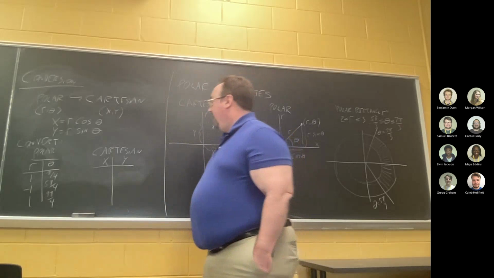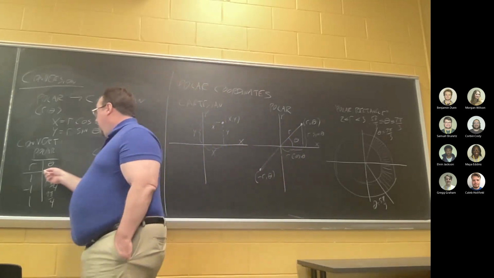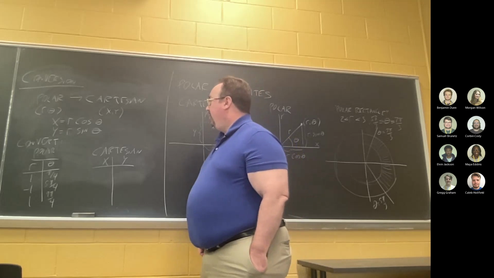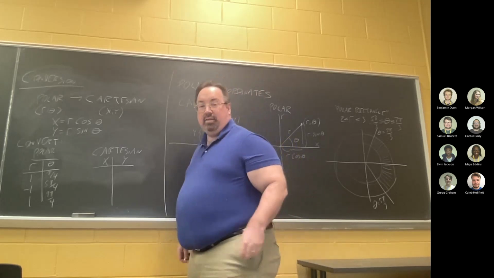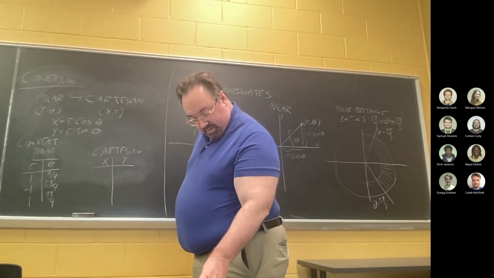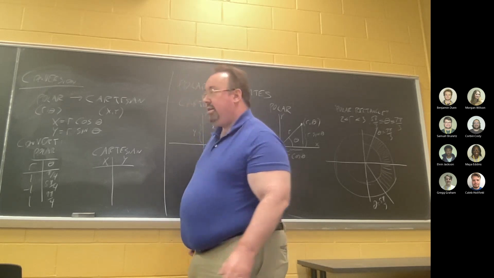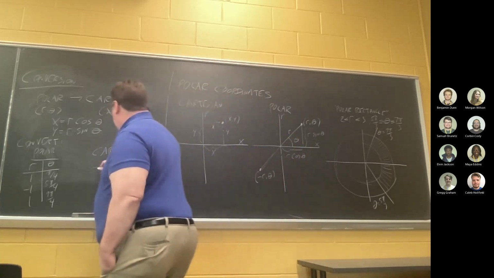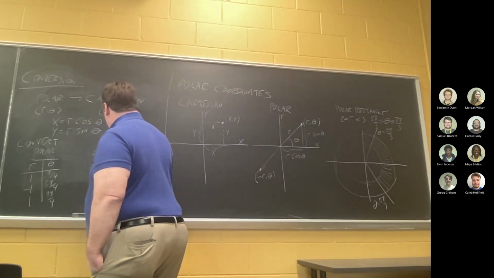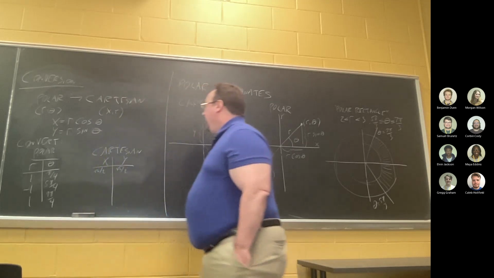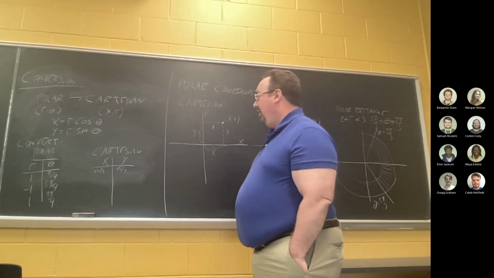For the first one, r is 1 and theta is pi over 4. So what are my x and y values going to be? Square root of 2 over 2 for both, because it's getting cosine and sine of pi over 4.